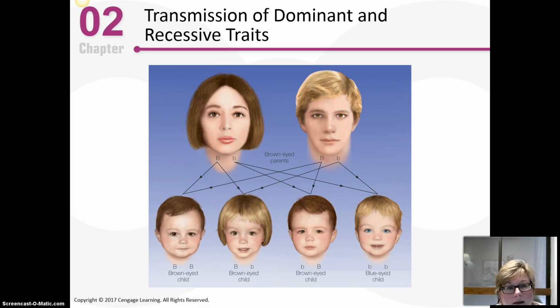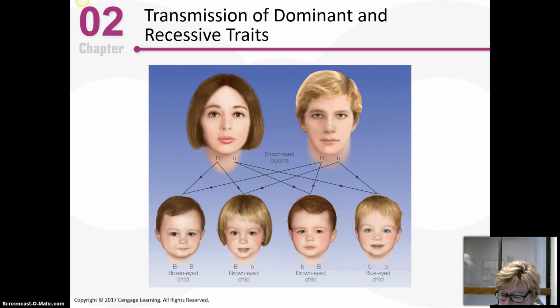But again, when you had the lower b and the upper B, the capital B, the brown, is dominant here, so they got the brown. And then the final child got blue from both mom and dad, so the two lowercase b's led to a blue-eyed child. So hopefully that makes sense.